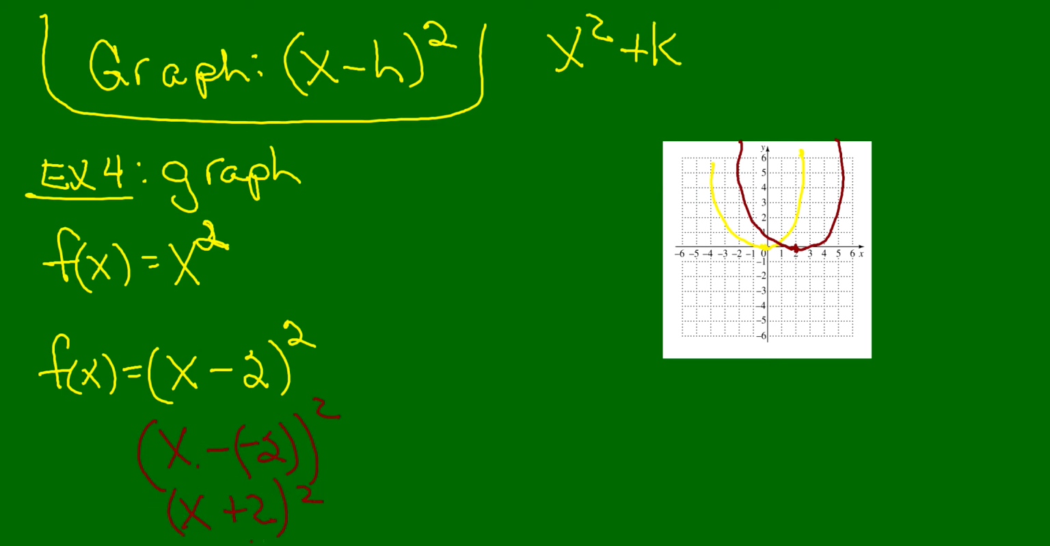So again, I like to look at it as what makes it 0 in the parentheses, a negative 2 for the x. So that's where my point is going to be, or my vertex, at negative 2. And then, of course, it's going to open up again, going up.